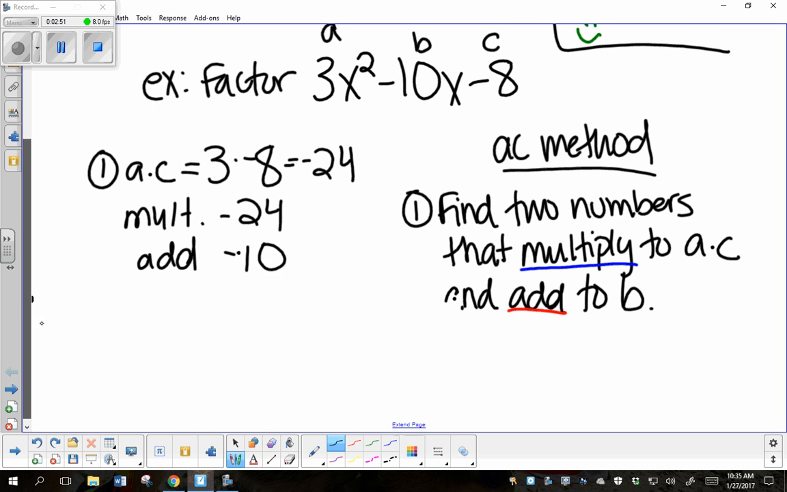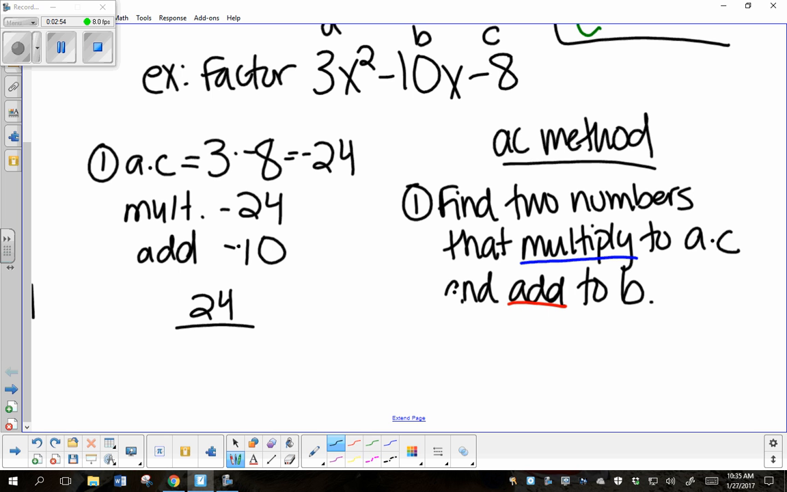So let's try to find some numbers that do that. Let's look at our factors of 24. We've got 1 times 24, 2 times 12, and as soon as I write 2 times 12, I'm thinking, hey, I think I could get that negative 10 from that if I added them. Since I'm trying to multiply to a negative 24, I know one of my two numbers has to be a negative. And since I'm trying to add to negative 10, I need my bigger number to be negative, so that when I add 2 plus negative 12, it adds up to negative 10 and multiplies to negative 24. So those are my two numbers I'm going to use.